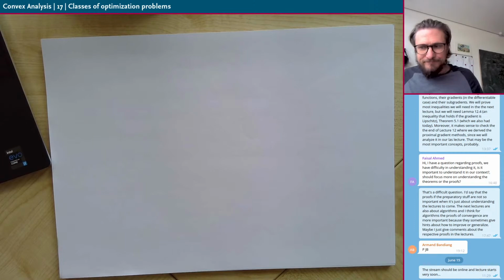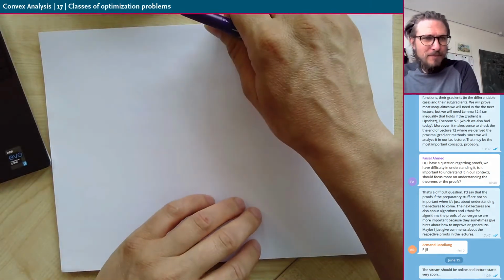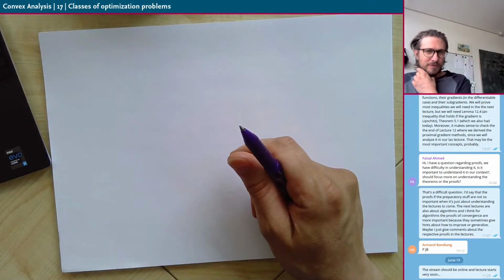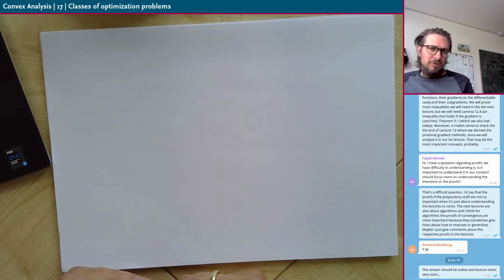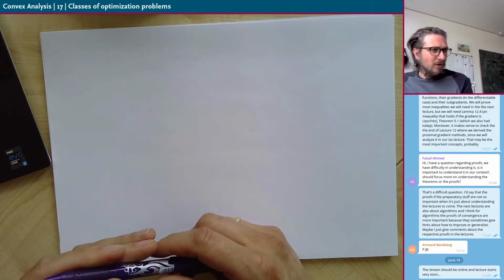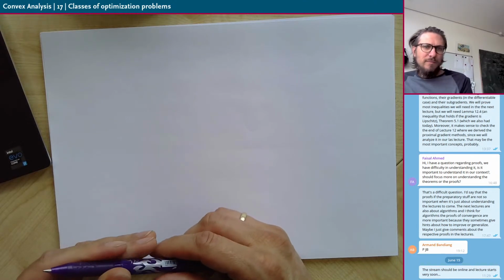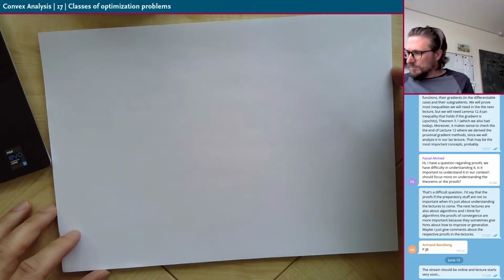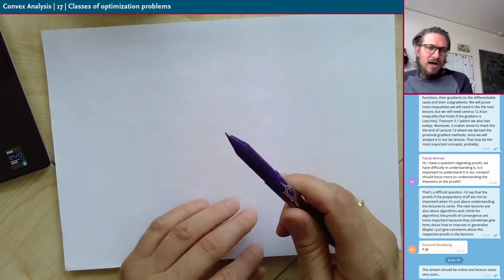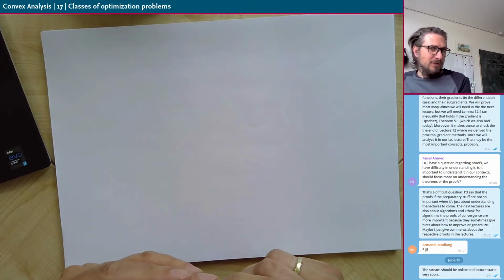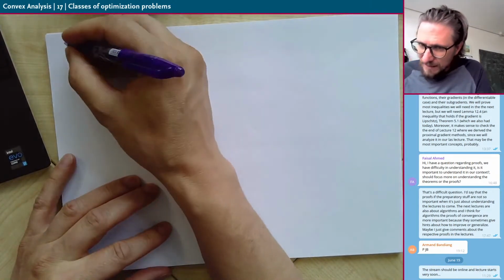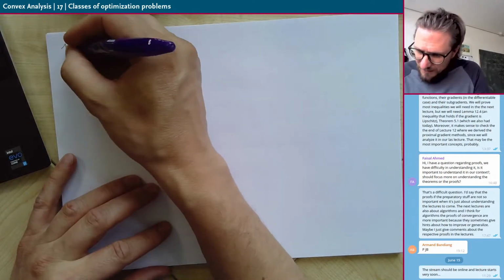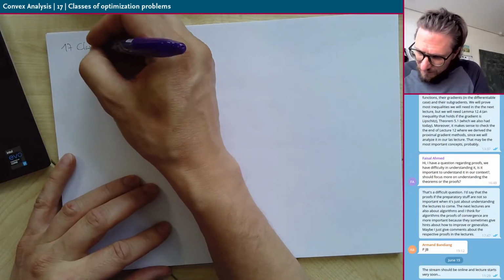Okay, so the topic of today is classes of optimization problems, and it's the first of 6 lectures which form a group of lectures with the goal of developing a theory that allows us to say how hard a certain continuous optimization problem is. So maybe I'm first writing down the headline. The first lecture here is called Classes of Optimization Problems.